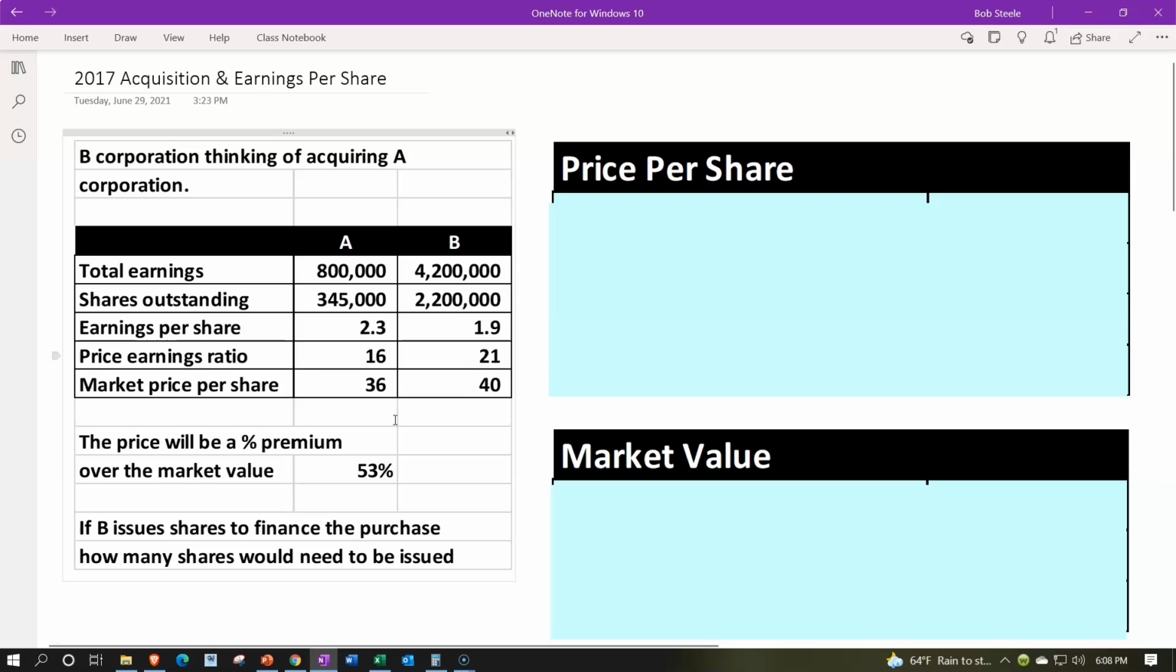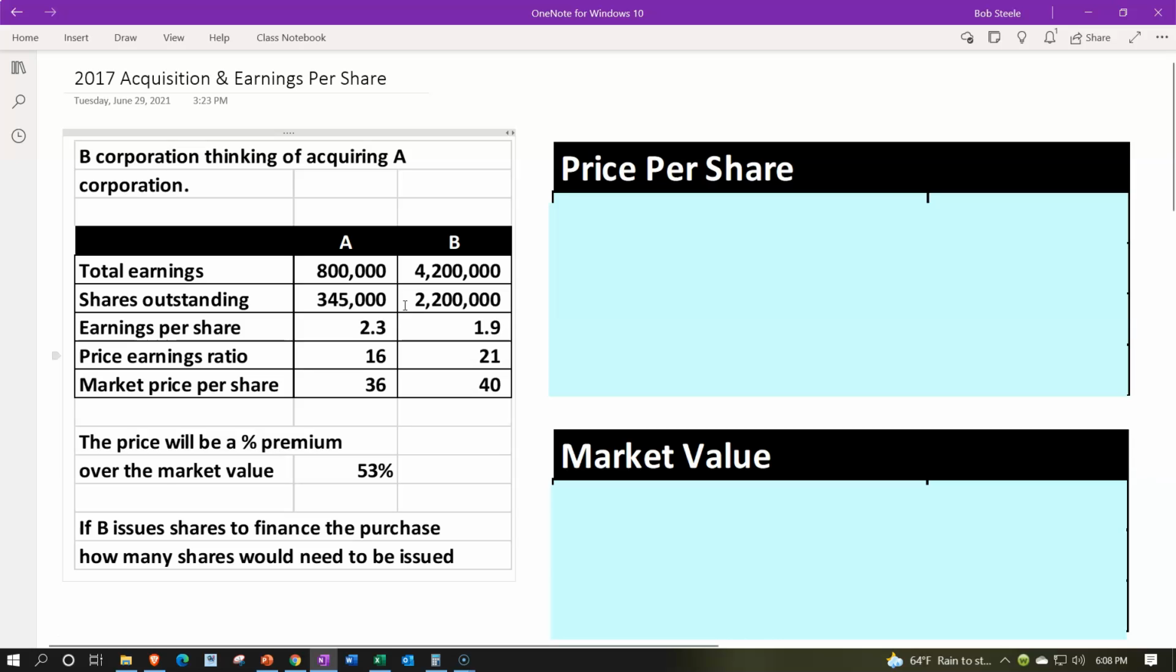per share. And when you're thinking about the price of the company as far as the market value goes, the shares are trading on the stock market. If you just multiply the share price times the total shares outstanding, that's the price that the market is determining it is worth.